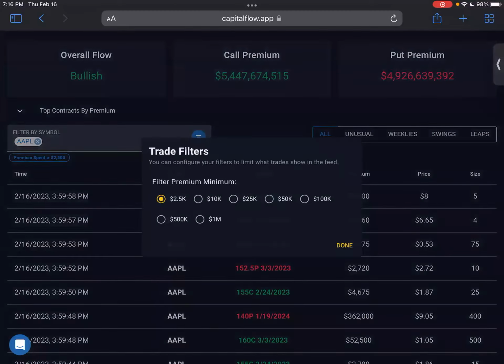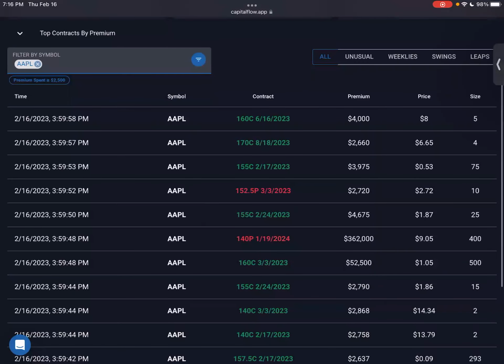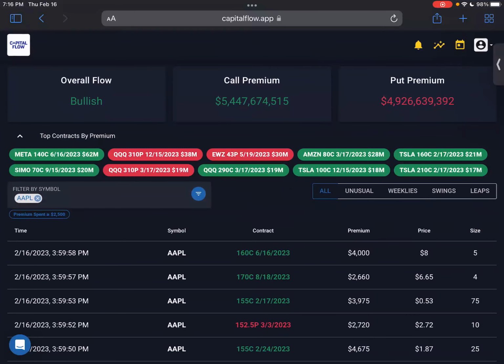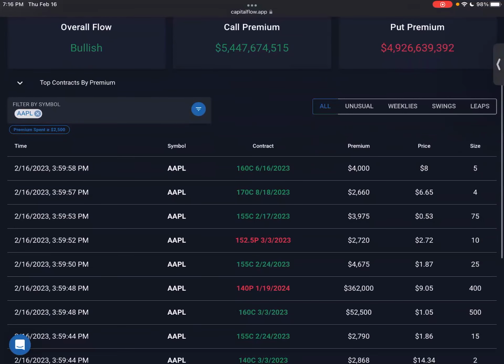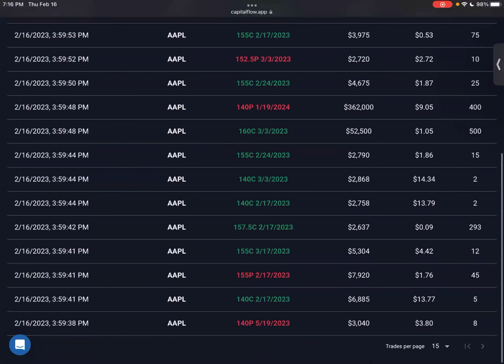So this is really one of the main features that people like, right? Because it allows you to kind of tune out the extra noise. Maybe you're not watching these top bot contracts like Tesla, QQQ, whatever. Say you only care about Apple, you only want to know what Apple's doing. You come in here, filter by symbol, you can type in Apple, you can set your minimum premium to whatever you want. And then you can just scroll through all the orders.